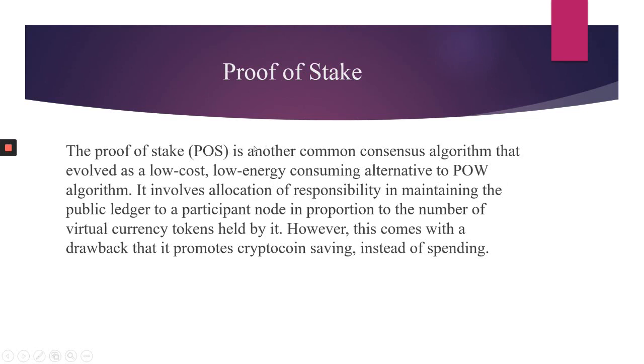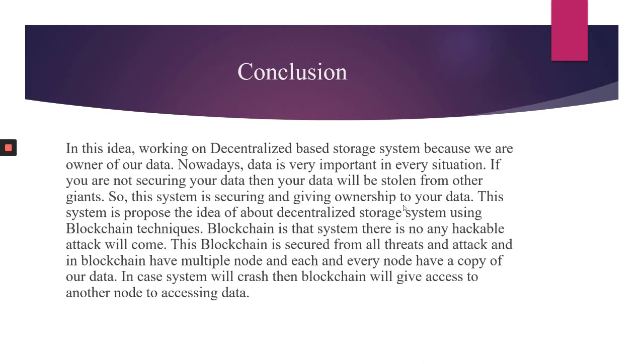Proof of stake is another common consensus algorithm that evolved as a low-cost, low-energy-consuming alternative to the proof of work algorithm. It involves allocating the responsibility of maintaining the public ledger to a participant node in proportion to the number of virtual currency tokens it holds. Like Ethereum: first Ethereum made tokens, and after that Ethereum launched a cryptocurrency on the system. However, this comes with a drawback: it promotes saving crypto coins instead of spending them.